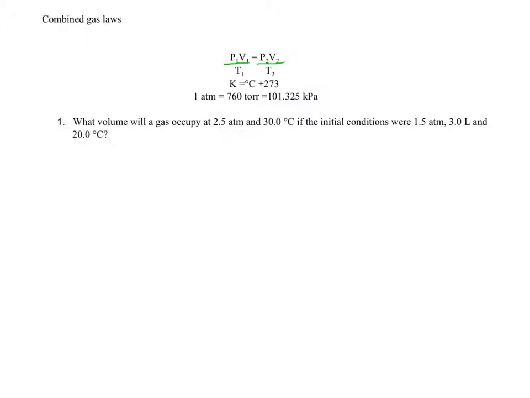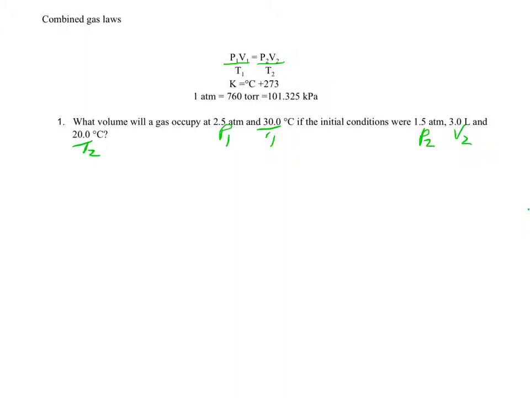Since ATM is a pressure unit, this is going to be my P1, and 30 degrees is a temperature, so this is going to be T1. Now, if you read ahead, the initial conditions were 1.5 ATM, 3.0 liters, and 20.0 degrees Celsius. Initial is usually first, but since I already assigned these first two as P1 and T1, I'm going to assign these as P2, V2, and T2. As long as the conditions that go together have the same numbers, that's all that matters.